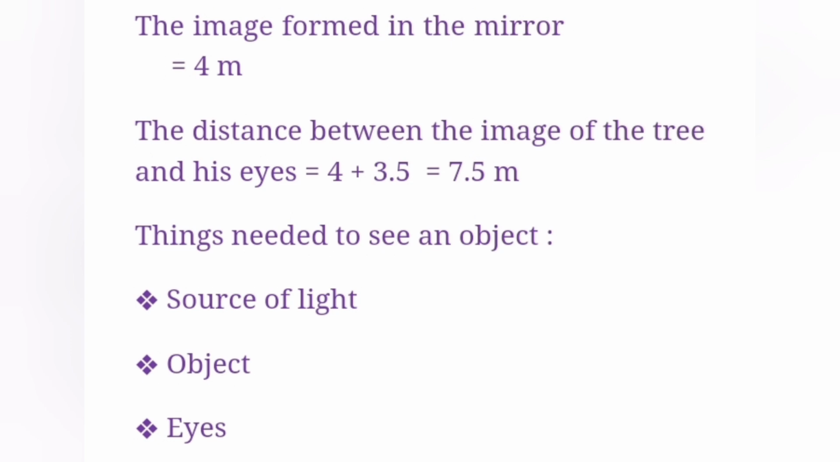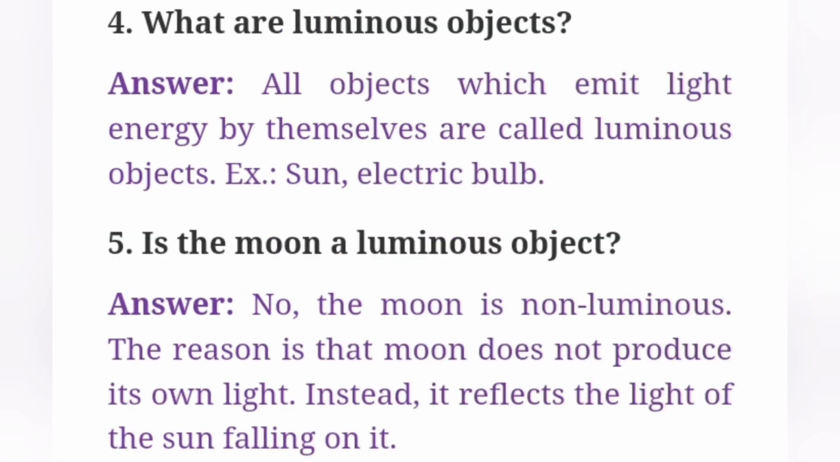Things needed to see an object: source of light, object, eyes. Fourth one, what are luminous objects? Answer: all objects which emit light energy by themselves are called luminous objects. Example: sun, electric bulb.